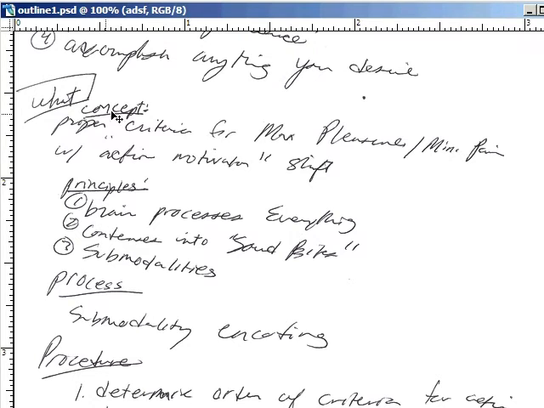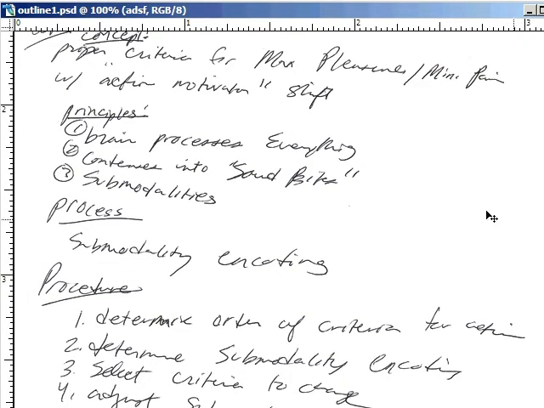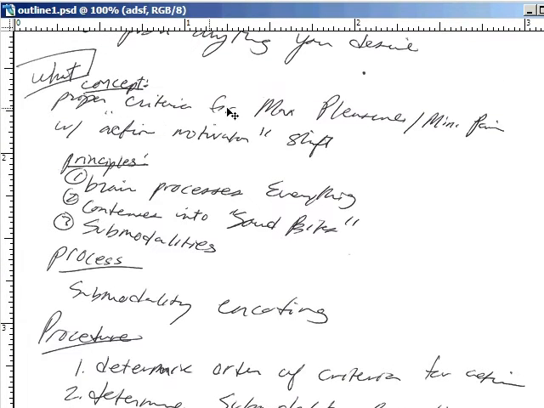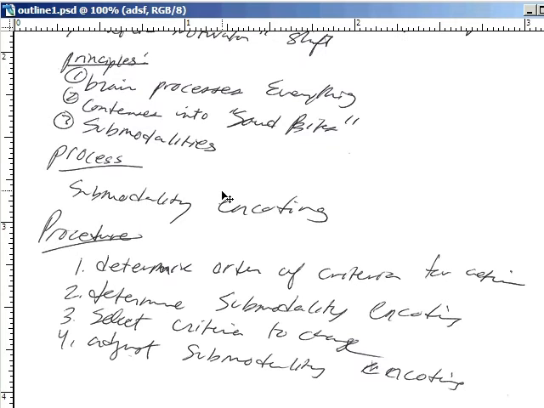So the concept is to show them how to maximize their pleasure and minimize their pain by making better actions and then moving towards those actions so they're not self-destructive. So the principles behind that I'm going to illustrate this concept is the brain processes everything, then condenses it down into sound bites, and those sound bites are called submodalities. So the overall process there is how to encode your submodality to get the concept, which is maximum pleasure and minimum pain, based on deciding on what you take action on.